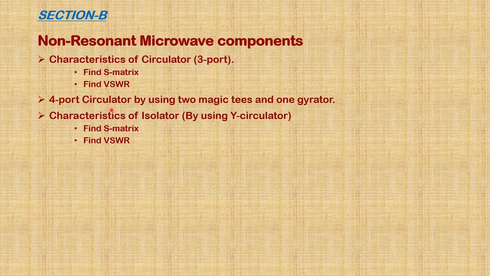And the last experiment in this laboratory is isolator by using Y circulator or by using T junction circulator. An isolator is a two-port unidirectional component. A circulator consists of three ports. From the three ports, one of the ports is matched with a load and the other two remaining are utilized as input and output. In this way, we are going to implement the isolator.